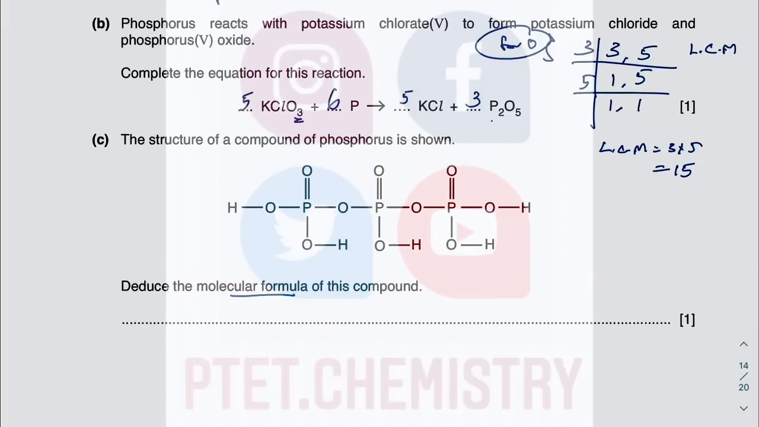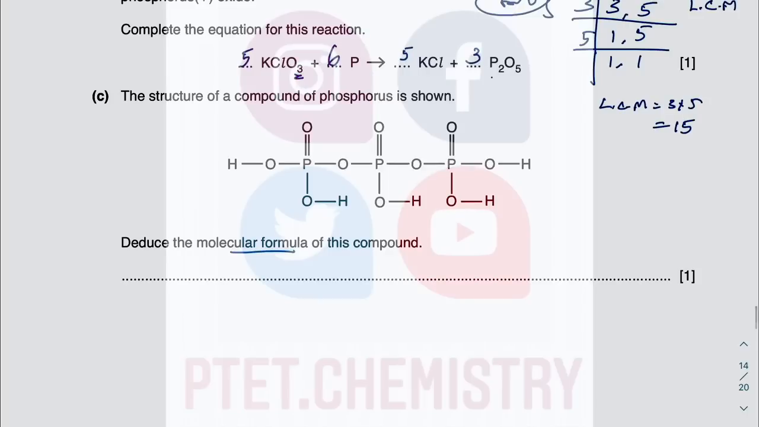Deduce the molecular formula. So total up the phosphorus. 1, 2, 3. Total up the hydrogen. 1, 2, 3, 4, 5. Total up the oxygen. 1, 2, 3, 4, 5, 6, 7, 8, 9, 10. There you go.